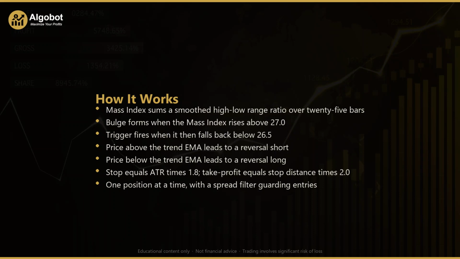On a short, the stop loss is placed above the entry by the ATR multiplied by 1.8, and the take profit is placed below the entry by that same stop distance multiplied by the reward ratio of 2. On a long, the stop sits below the entry and the target sits above it, using the same math. So the intended reward is roughly twice the risk on each trade.